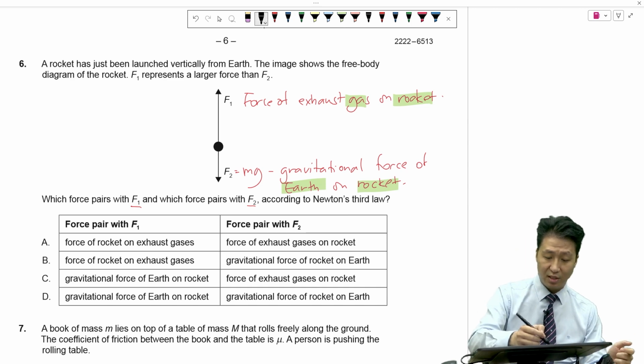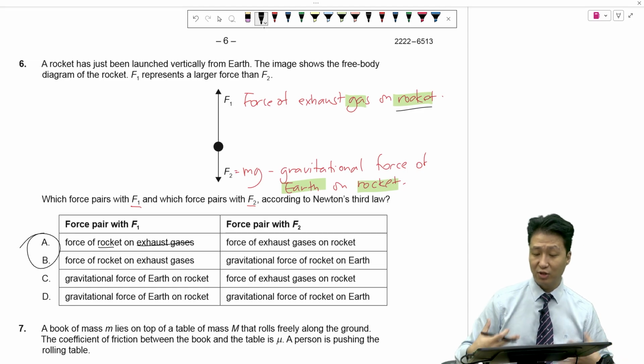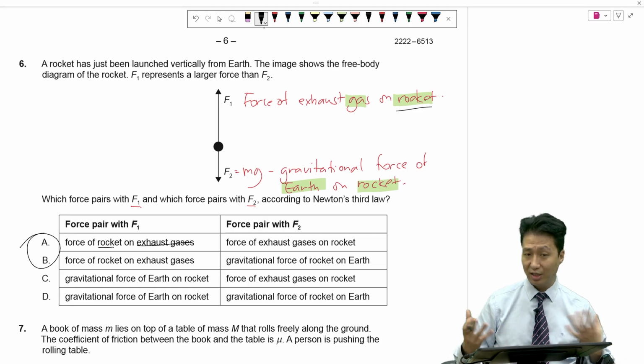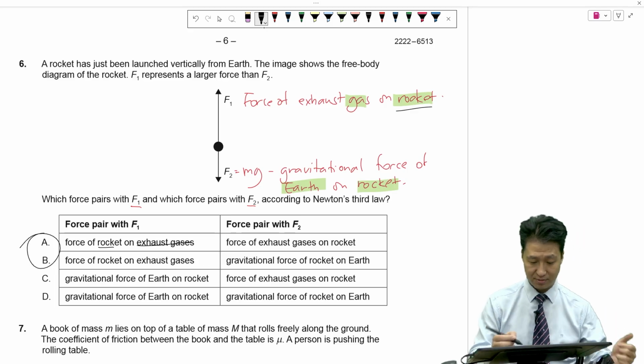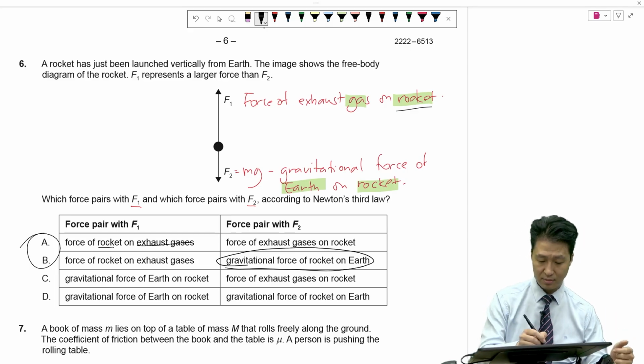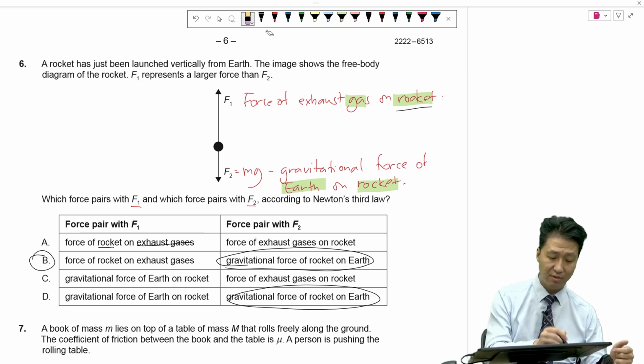So in case of F1, it will be the force of the rocket on the exhaust gases. The answer should be either A or B. What about the force F2? We said gravitational force of the Earth on the rocket. Let's switch Earth and rocket. So it's the gravitational force of the rocket on the Earth. So it should be either B or D. Of course, that means the answer should be B.